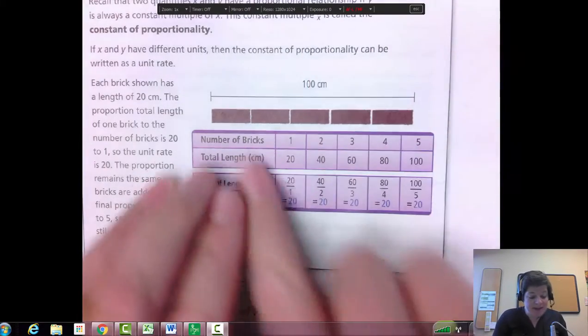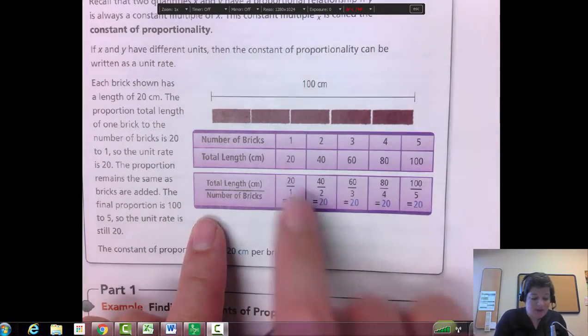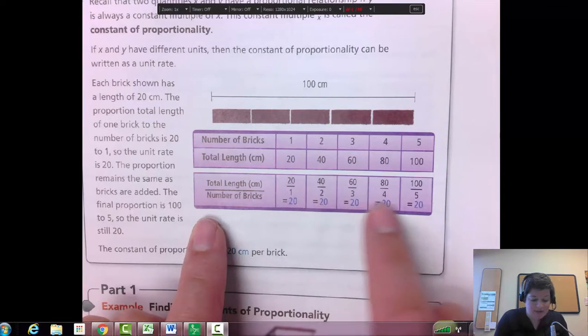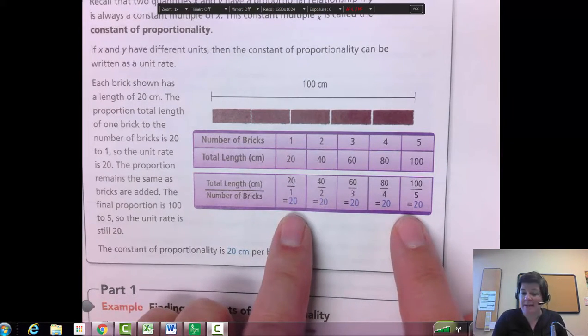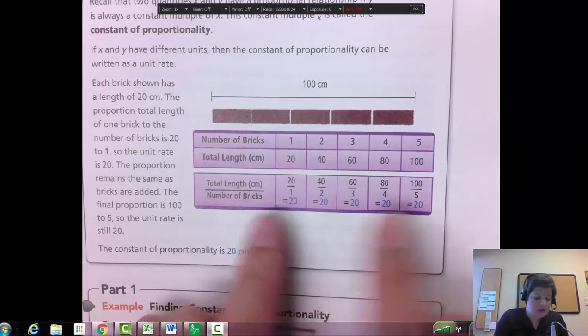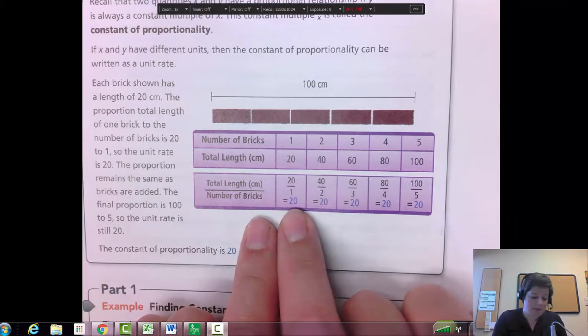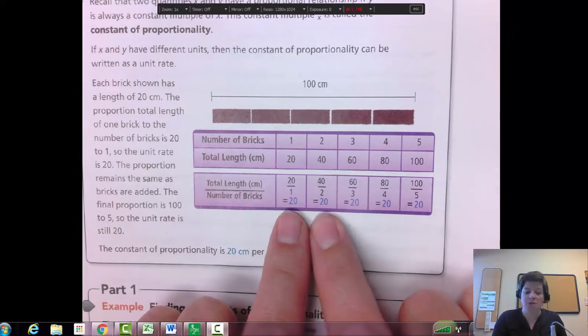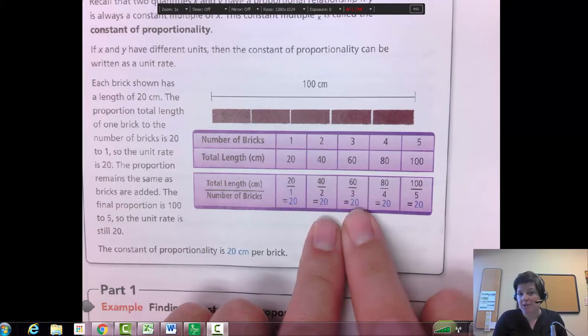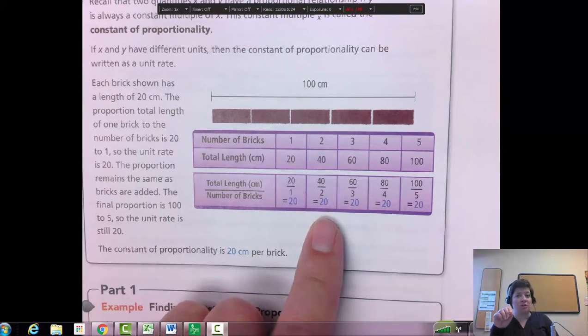So when we look at this, they did it here. They took y divided by x on each of them, and look what they got: the same answer across the board. 20 divided by 1 is 20. 40 divided by 2 is 20. 60 divided by 3 is 20. So we know that they're proportional.